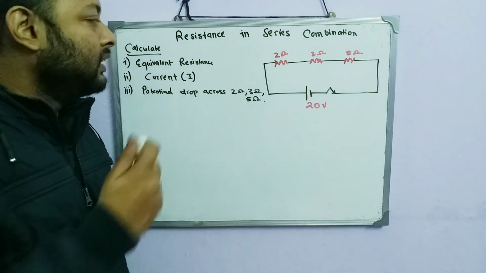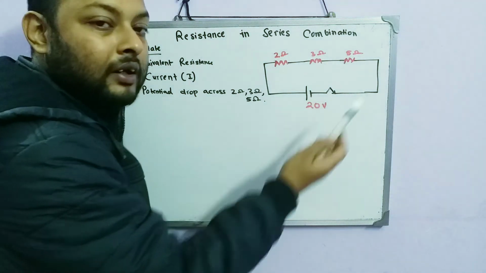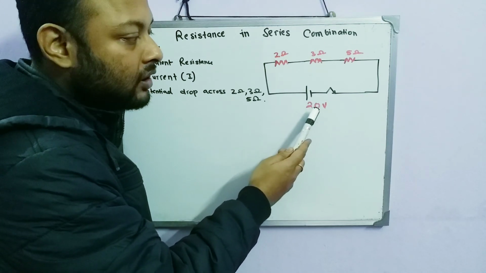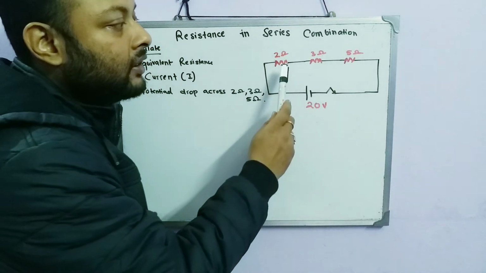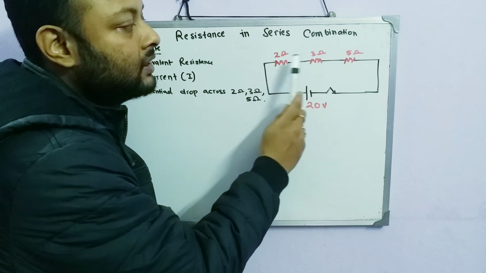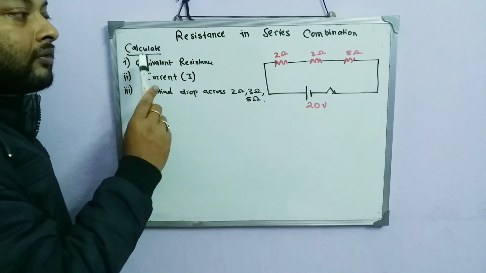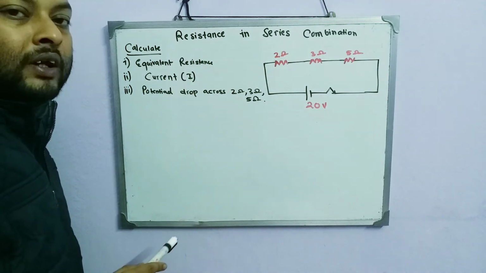So there is a question that I have given. You can see a circuit. This circuit has a battery or a potential of 20 volt and is connected across 3 resistances in series: 2 ohm, 3 ohm and 5 ohm. First question is to calculate the equivalent resistance.